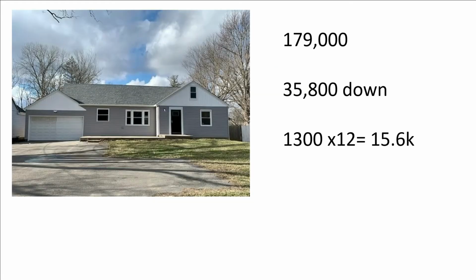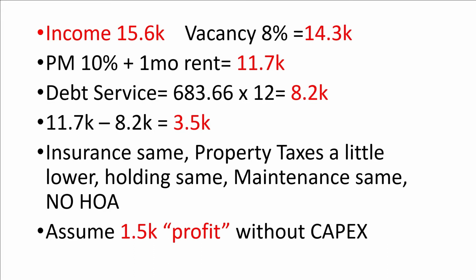So let's look at property 2. Same idea, $179. This is more money out of pocket, $35,800, but it makes more money a month. So we're making $15,600. Break it down real quick. Makes $15,600. Vacancy 8%. PMI. Same thing with debt service. It actually makes less a year than the other one does.